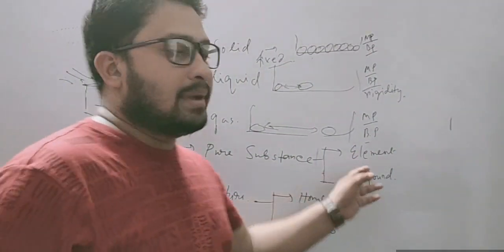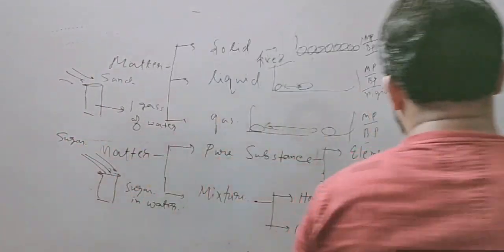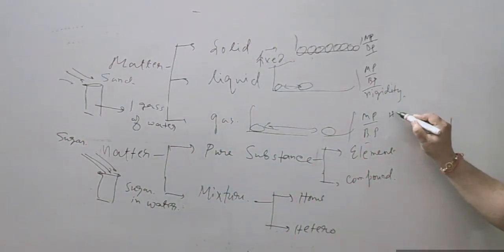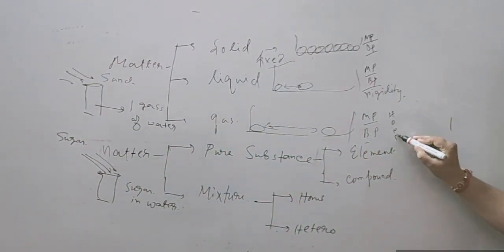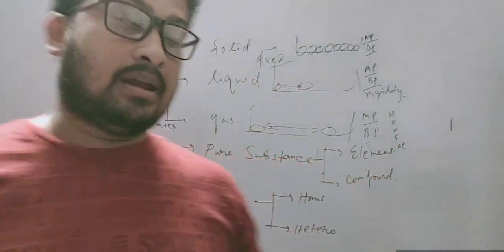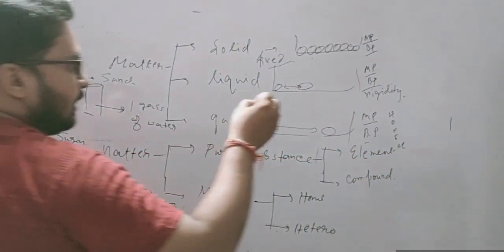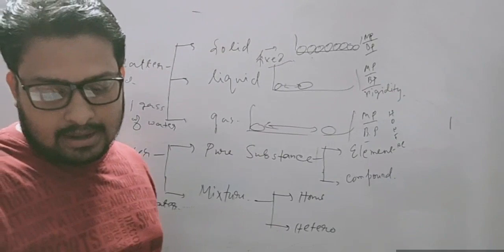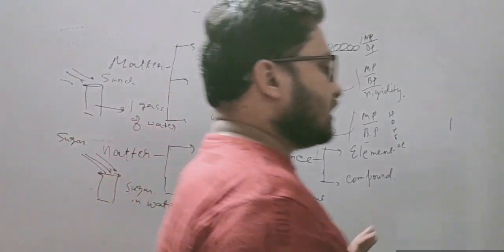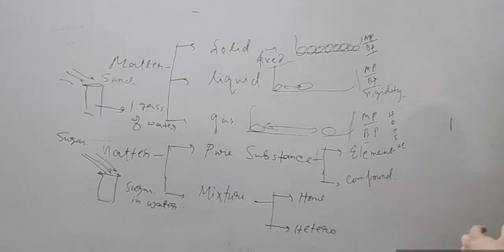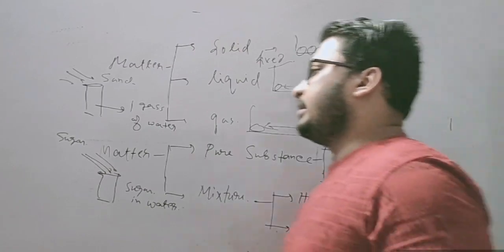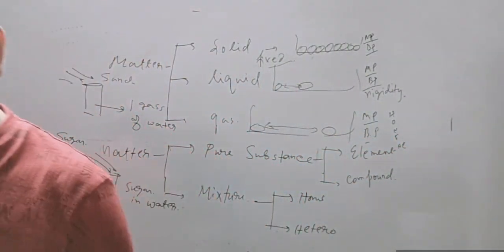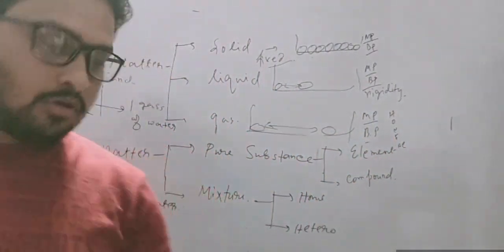Now, what are the elements? Elements may be hydrogen, oxygen, nitrogen, fluorine, neon. This type of atoms we can call elements. And compound means when elements are joined together, react together, then they form molecules.